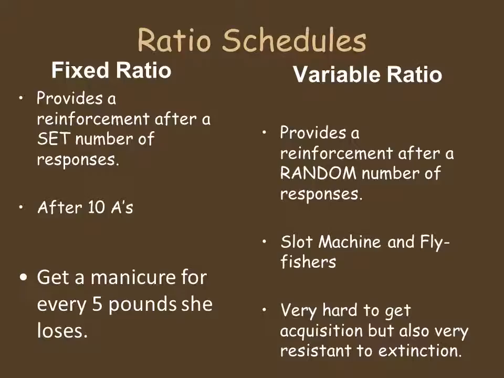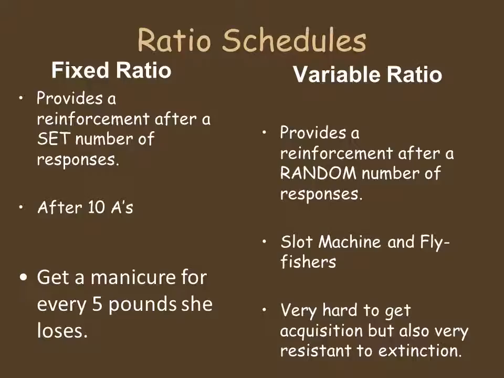Variable ratio, then. Variable is it changes. You never know how many responses you're going to have to exhibit before you get rewarded. So it provides a random reinforcement after a random number of responses. This is like fly fishers or slot machines. You don't know how many times you're actually going to have to stick your pole into the water and pull it out before you actually get a fish. So the example for fixed ratio would be every 3 times you pull your rod back and stick it into the water, every 3rd time you pull out a fish.